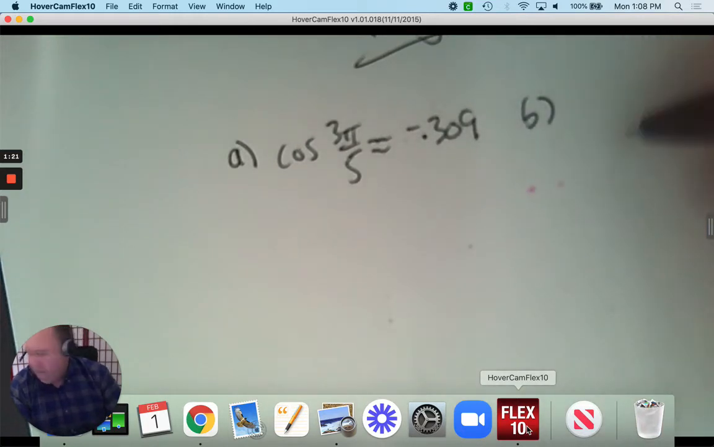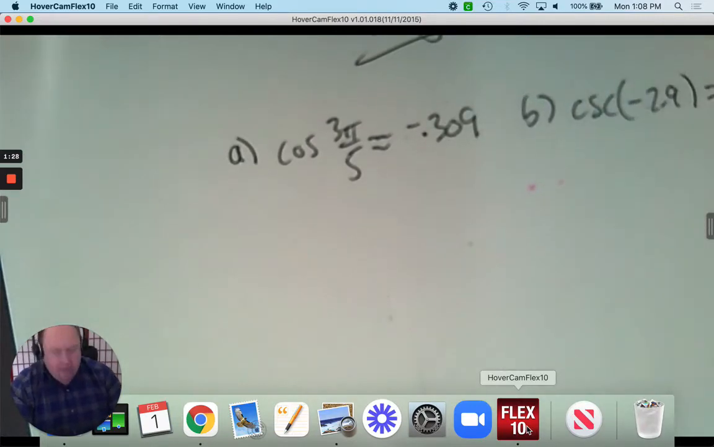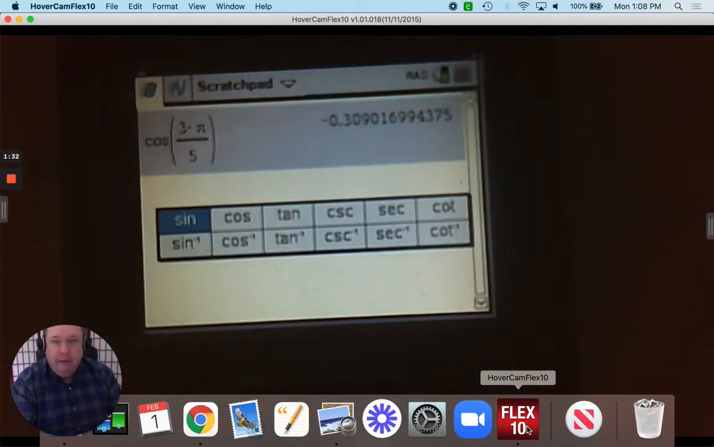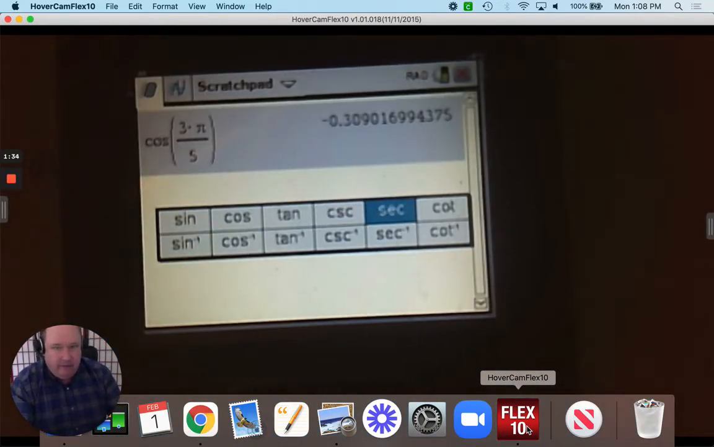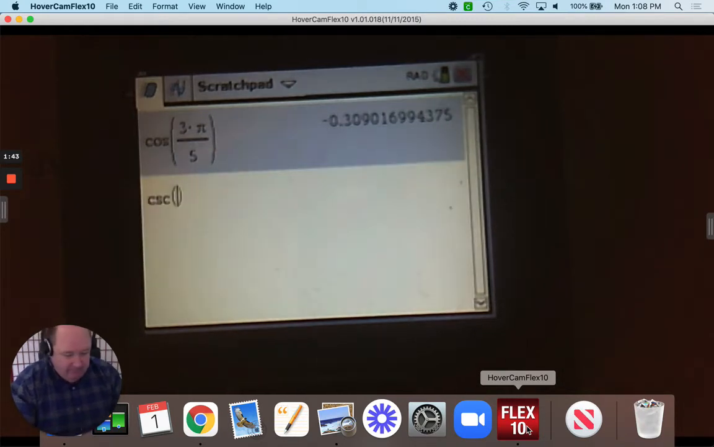In B, it's cosecant, negative 2.9. Trig, button, cosecant, nice and simple. A lot of calculators don't have the reciprocal functions in them, cosecant, secant, cotangent, but these do. So simple, cosecant, 2.9, control enter, and you have your answer, 4.179.